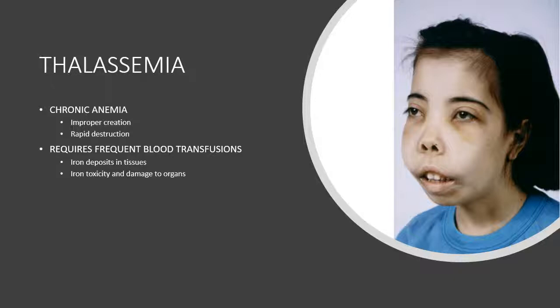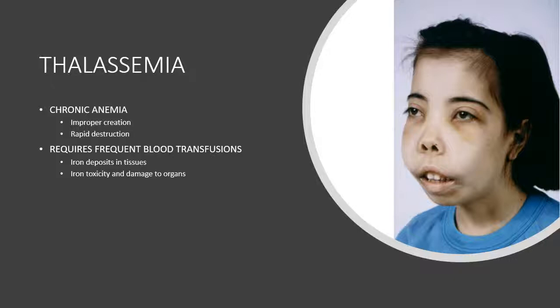The treatment really is frequent blood transfusions, and this again results in that hemosiderosis, or those iron deposits in the tissues. And because of that chronic elevated iron level within the body, there can be toxic damage done to the organs. Deferoxamine or Desferal is an iron chelating agent that can be given to counteract the hemosiderosis.